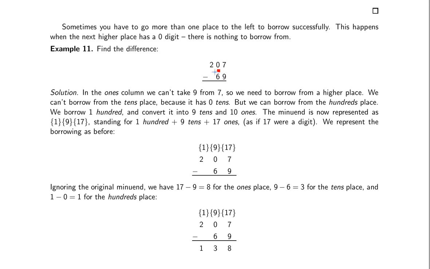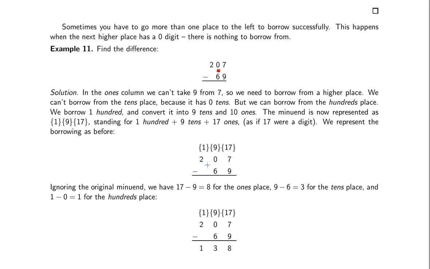So we have to go over here to this 2 hundreds. Okay, so we're going to borrow one of the hundreds. So 100 is equal to 10 tens, and then borrow one of those 10 tens to get 10 in the ones column.